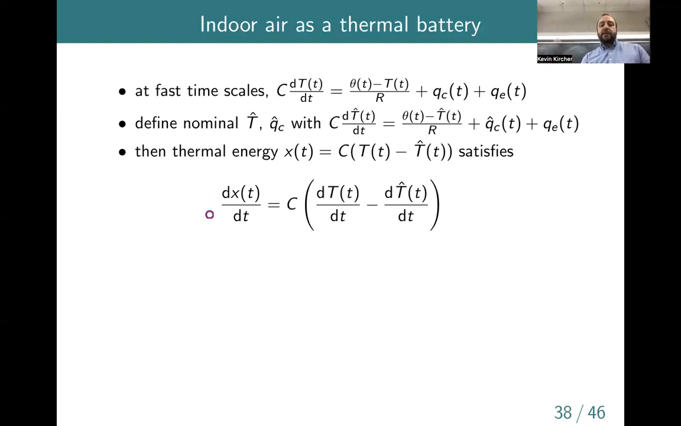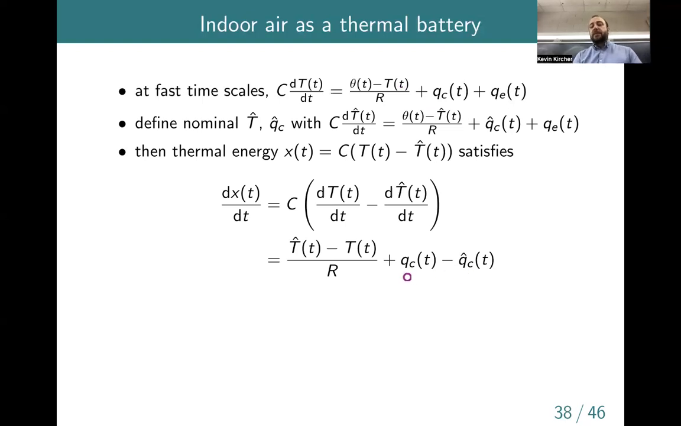Okay, so then we can write down a differential equation for x. It's a function of T and T hat, and we have an equation for T and another equation for T hat. So we can just write those down. And it turns out if you take this top thing and you subtract this bottom thing, you get this thing down here. So we get a T hat minus a T. Up here we have the negative T, and then we're subtracting a minus T hat, so that gives us a plus T hat. And those both are divided by R. The thetas cancel, and the Qe's also cancel. So then on the right hand side, we just have our Qc minus Qc hat.